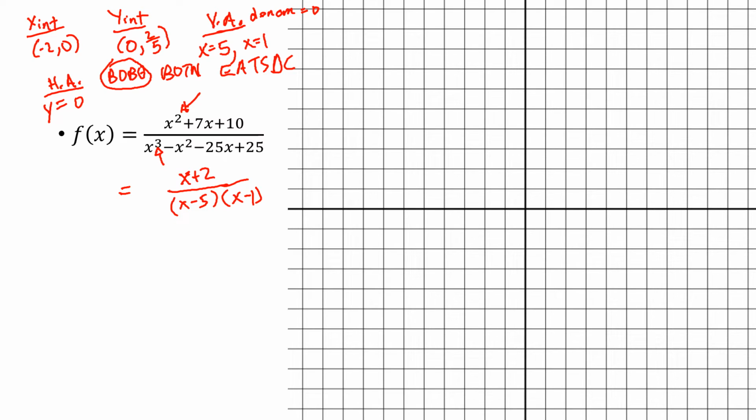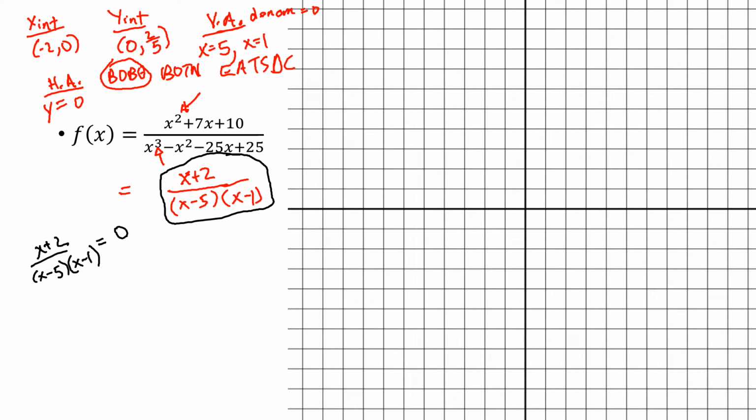We need to check if we're going to cross our horizontal asymptote. We'll cross our horizontal asymptote if our function is equal to 0. So we would set our function equal to our horizontal asymptote to check if it crosses. And so we're going to set it equal to 0.